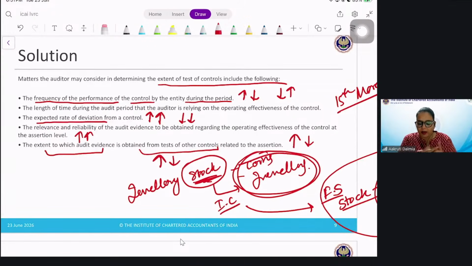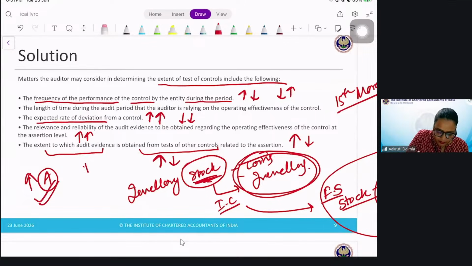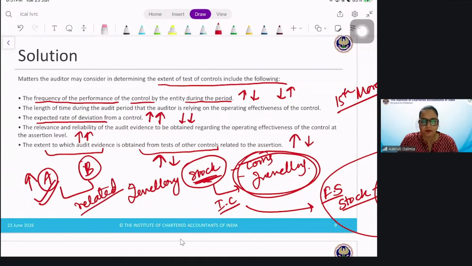If the relevance and reliability of audit evidence regarding operative effectiveness is relevant at the assertion level, then you have to check more. And if you have already found evidence through other checking, you can reduce checking for this. So if you have already checked a procedure very properly, and you have already gotten good evidence, then you don't have to check procedure B also in detail if they are both related. Understood, everyone? Sumedh is asking the second point again.